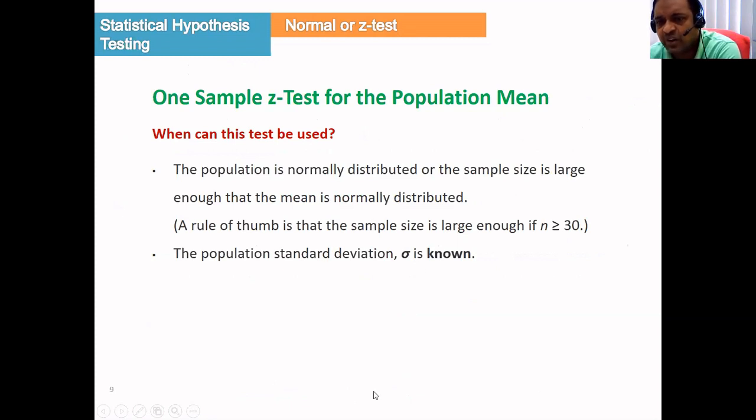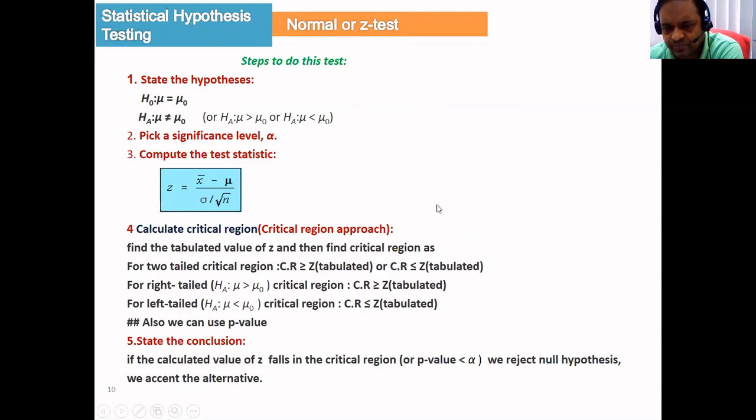So first of all, let us try the one sample Z test for population mean. As I told you, for the normal distribution, you should know the standard deviation or variance beforehand, and the sample size should be larger than or equal to 30, but better more than 30. This is the rule for the one sample Z test. Let us do one example.